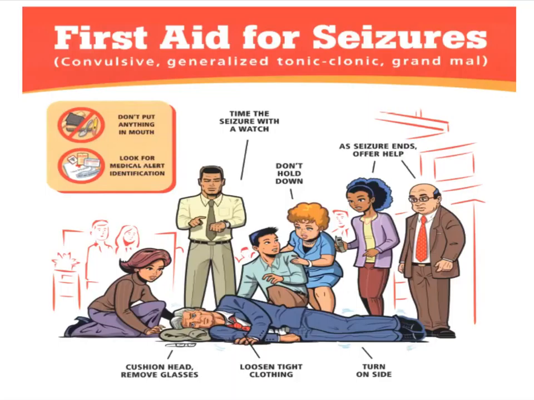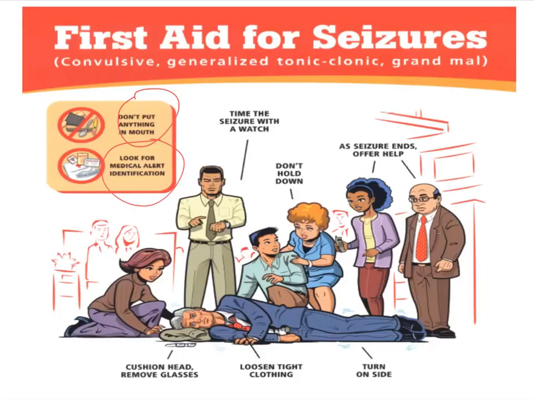So just kind of a review of the first aid for seizures. Things to do in the event that a patient has a seizure. Make sure that you, again, just review that you don't try to put anything in their mouth. It's important to look for any medical alert identification to determine whether this is a new situation in this patient or if this patient has a history of epilepsy.